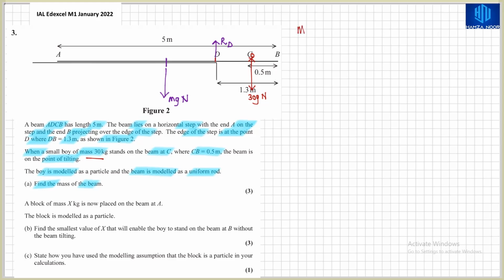If we take the moment about point D, I am taking the anti-clockwise direction as positive. So the sum of the moments acting anti-clockwise and clockwise will be equal to 0.